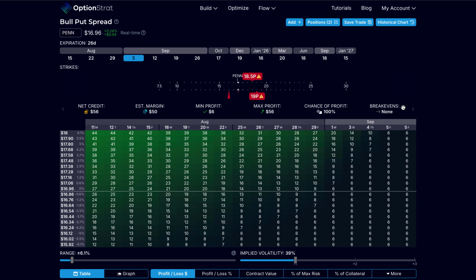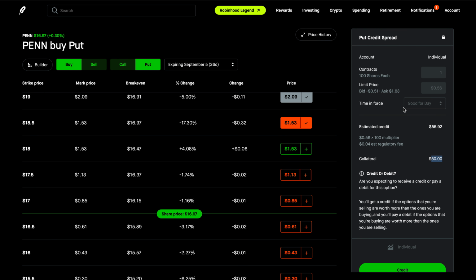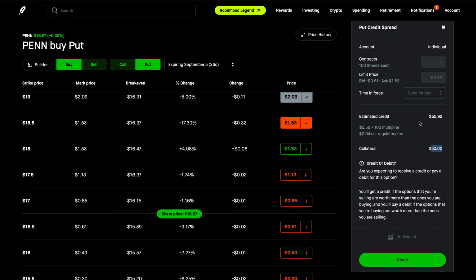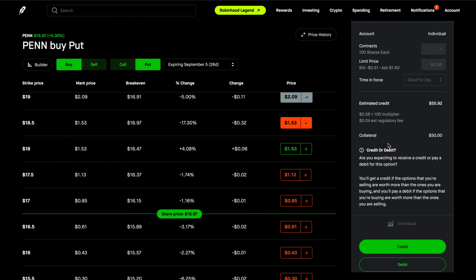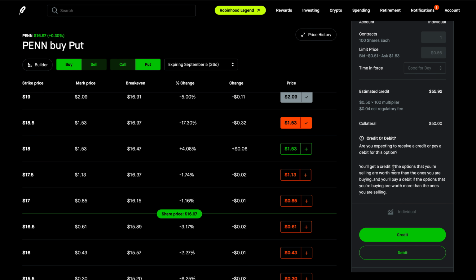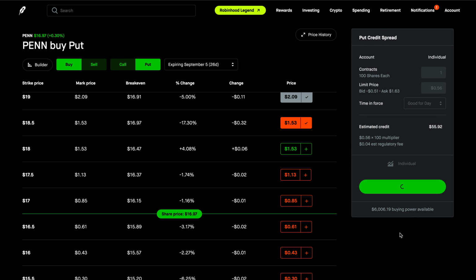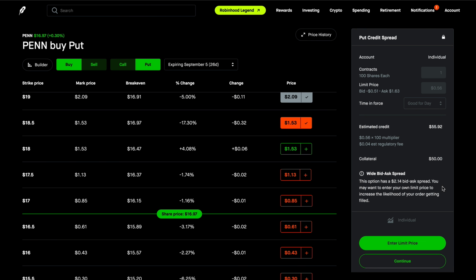Well, let's go back to Robinhood and let's try to place this trade. A lot of people run into the situation here, so let's see what happens if we try to place the trade. So notice here, we're back on Robinhood, right? This is where we're going to place the trade. Here it's asking me a question. It's saying, are you expecting to receive a credit or pay a debit for this option? So again, this is a put credit spread, so we know we should be entering for a credit. So I'm going to go ahead and select credit here.